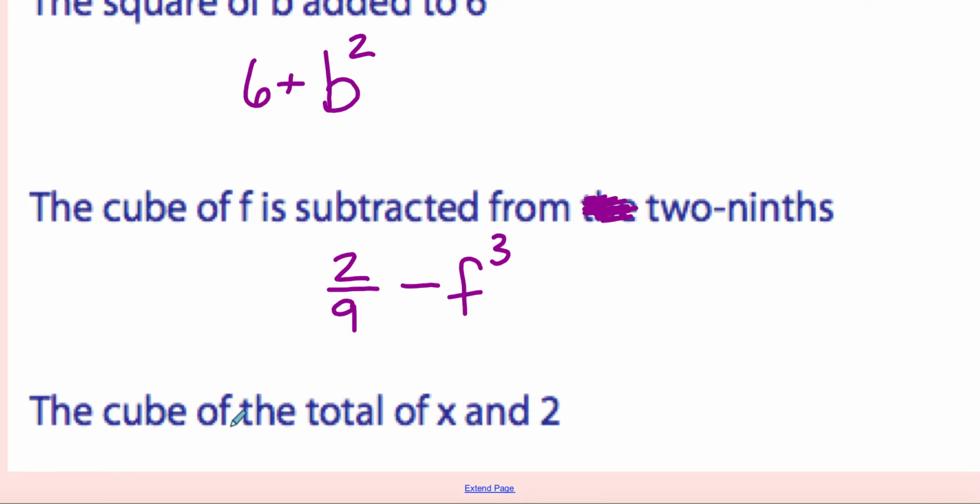This next one, again, is a little bit tricky, and you just have to slow down as you read it. The cube of the total. So this is telling me that at first I need to have a total of some kind. The total is of x and 2. We said that total would stand for adding. So I need this total first, and once I find it, I'm going to cube it. It's very important to take the time to read these through once or twice and then go back and try to write the problem out.